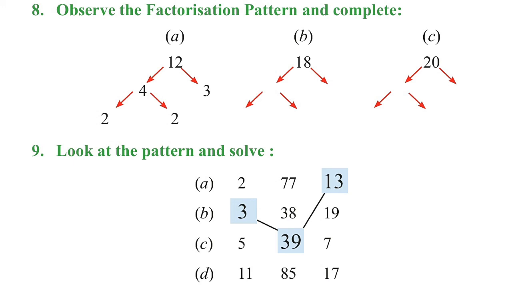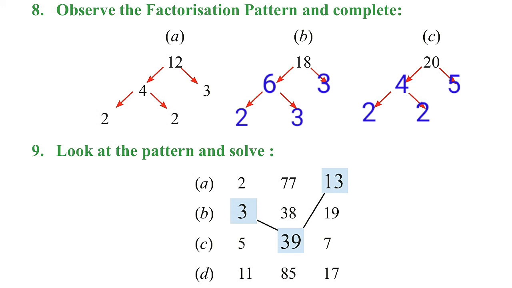Here 8th part is observe the factorization pattern and complete it, right? So here you can see the pattern here 12. You know 4 3s are 12, right? Next 4 is split into 2 into 2, means 2 2s are 4. Now let's make pattern of 18. Here you can see 6 into 3 is 18. Then let's split 6 into 2 into 3. Now C part is 20. 4 5s are 20, right? Now let's split 4. So we get 2 into 2 because 2 into 2 is 4.